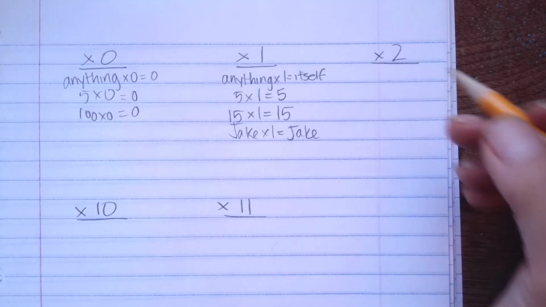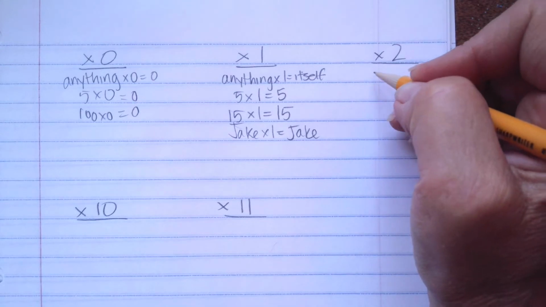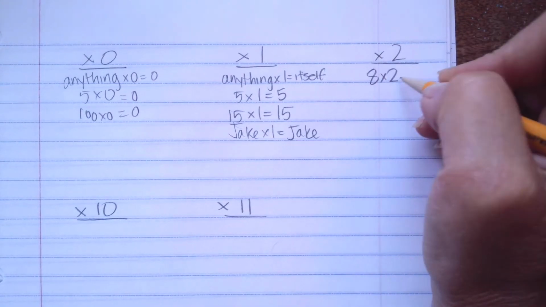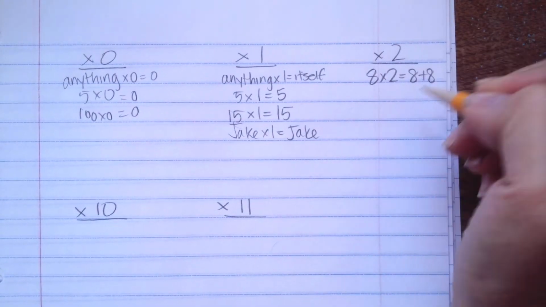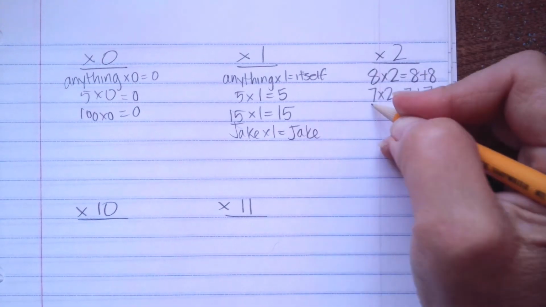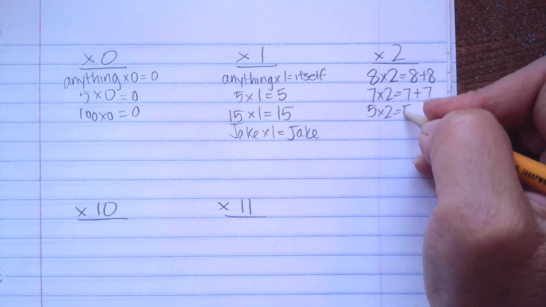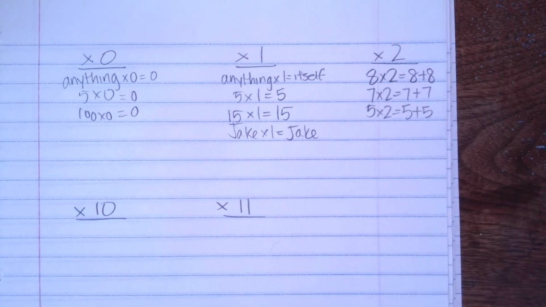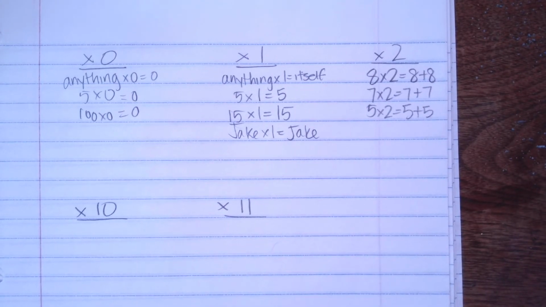All right, next one is times 2. Let me just make this a little clearer. So for times 2, I think you kind of get the strategy. It means 2 groups of a number. So 8 times 2 is the same as 8 plus 8. 7 times 2 is the same as 7 plus 7. 5 times 2 is the same as 5 plus 5. So it's just like adding the number together 2 times. Doesn't matter what it is. Does that make sense? Yes.